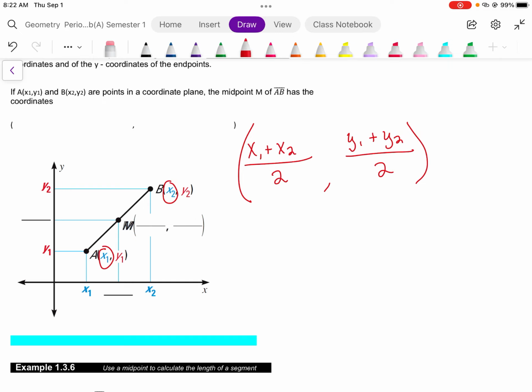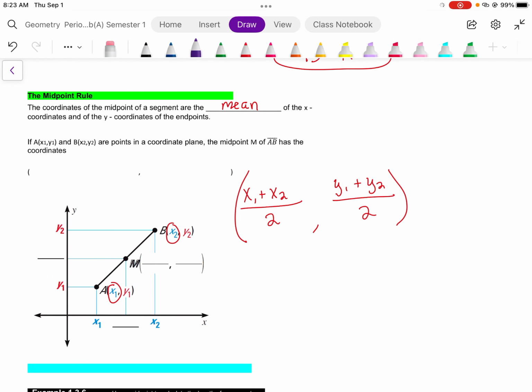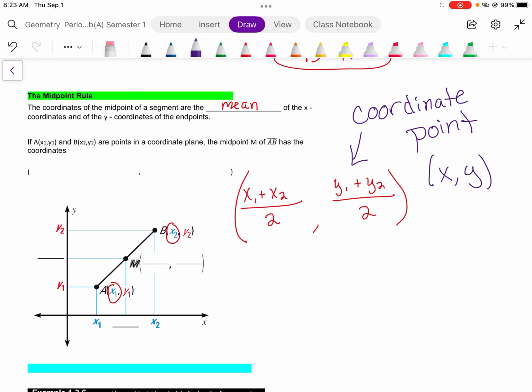And when you do this, you are going to get an answer that is a coordinate point. So whenever you use this midpoint formula, it is going to be a coordinate point. And if people make mistakes on this, it's because they then add their two x and y values together and just get one number instead of a coordinate point that has a separate x and y value. So make sure you're leaving it as a coordinate point.